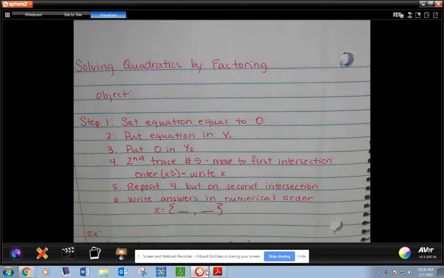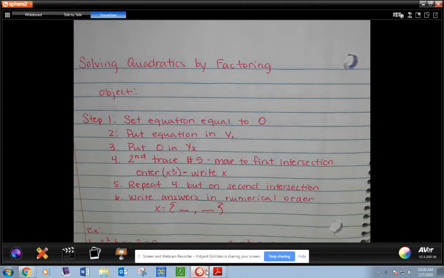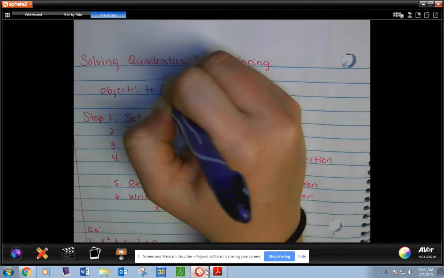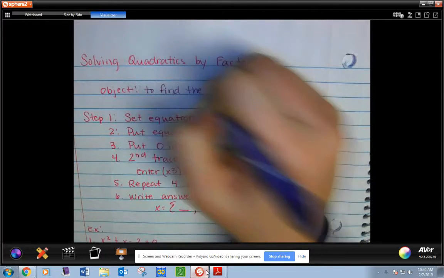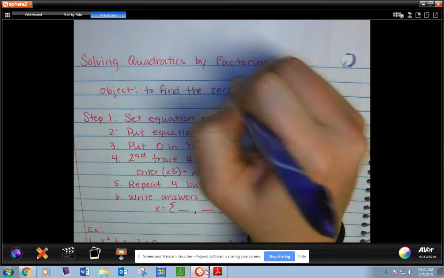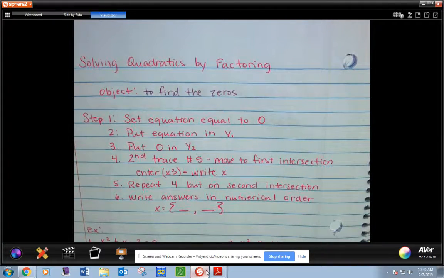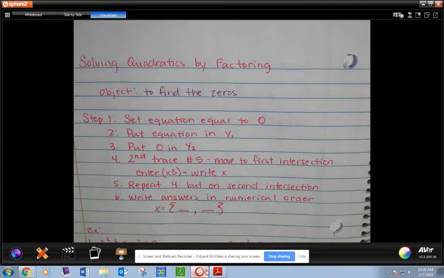So here comes the calculator part first, because this could be a very essential tool for when you're doing the STAAR test. So here's solving quadratics by factoring with the calculator. Our objective is to find the zeros or the roots or the x-intercepts, however you want to say it. To do this in the calculator, it is a lot of button pushing, but it's super easy and you don't have to do very much.